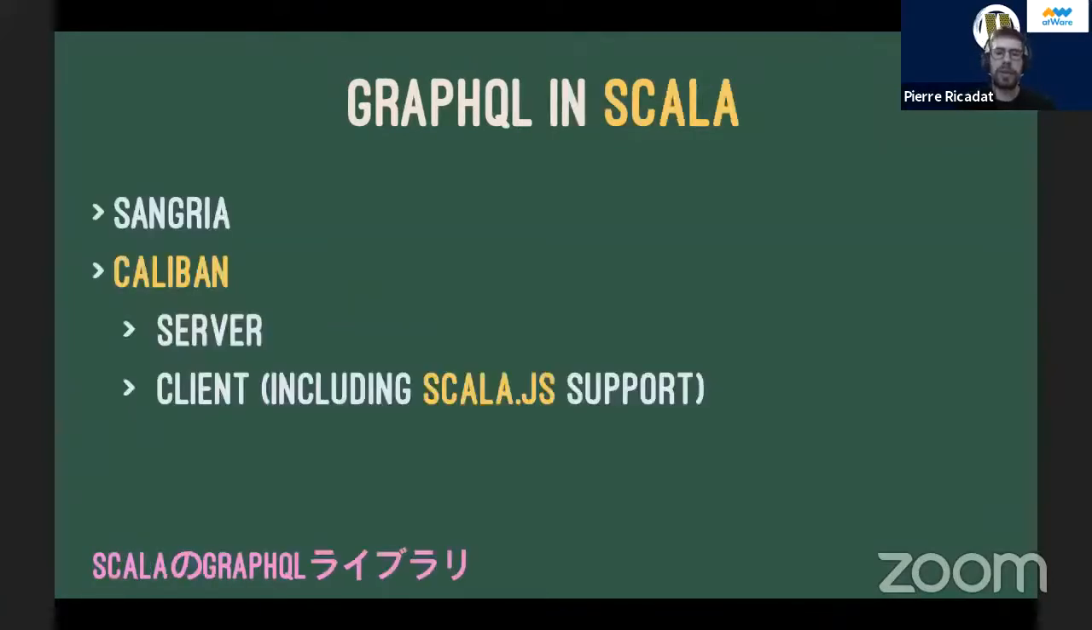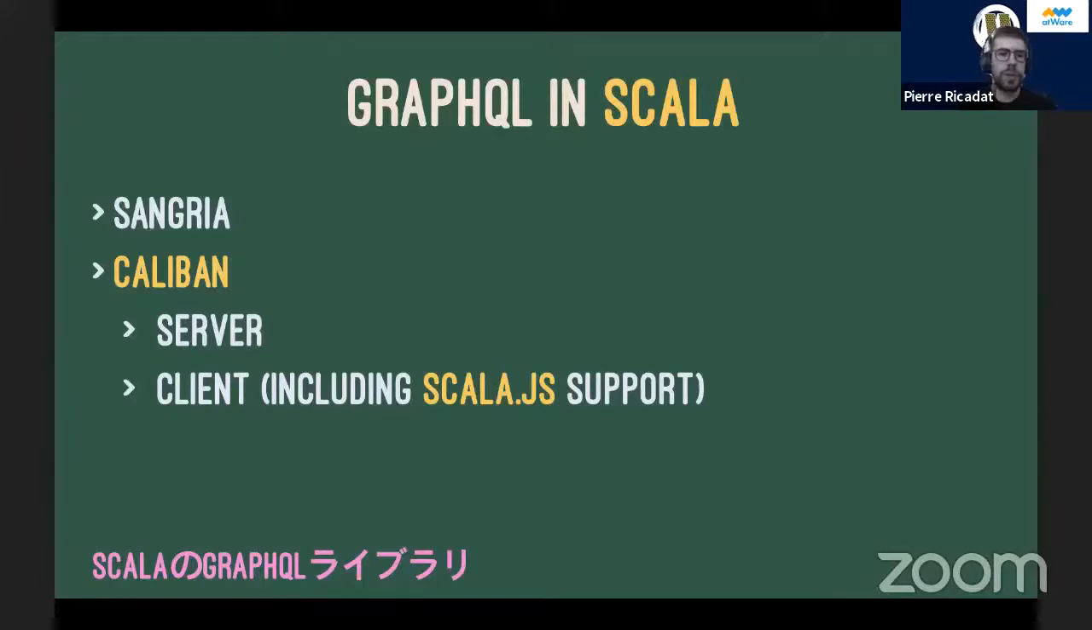Now let's talk about how to use GraphQL in Scala. Basically in Scala, you have 2 choices. There is a library called Sangria, which was created quite a long time ago at the early stages of GraphQL. It is a pretty good library with a lot of features. So if you're interested, I recommend you give it a look.